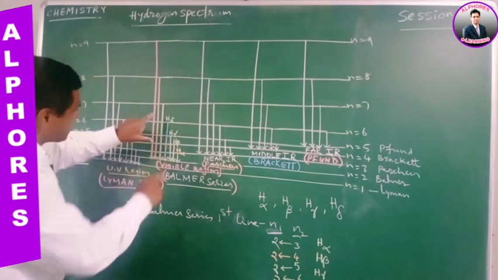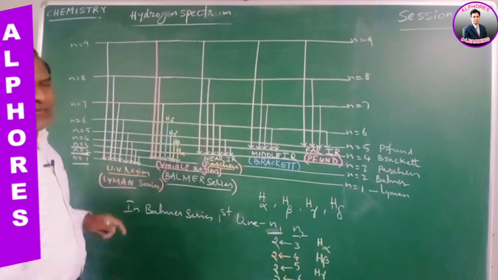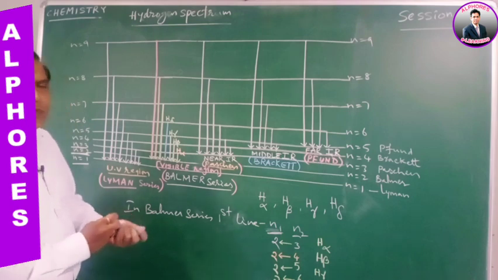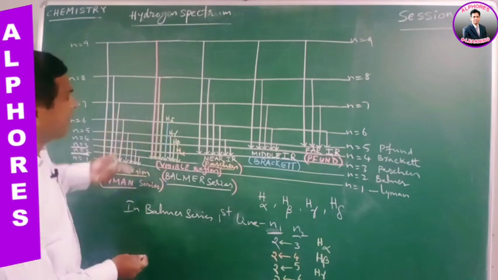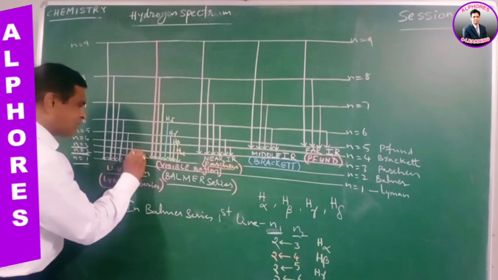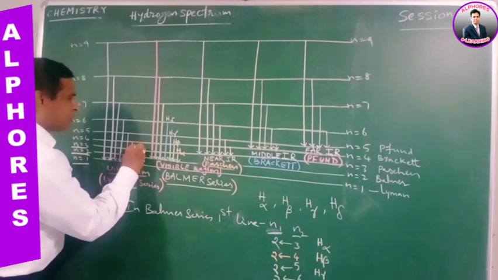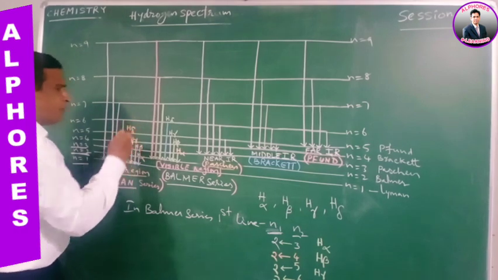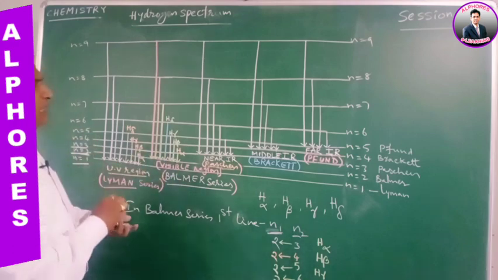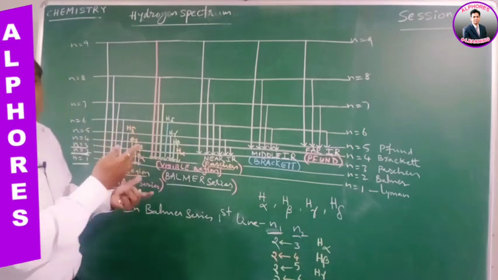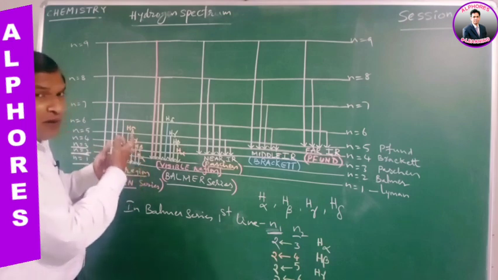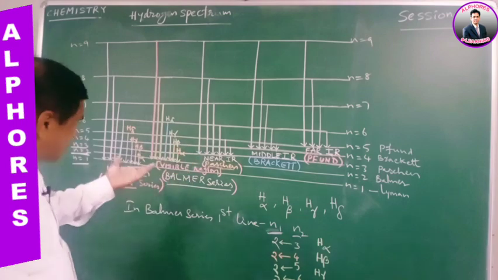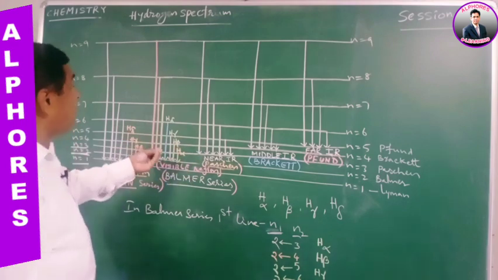This terminology is applicable for all the series. The very first line in the series is called H alpha, the second line is H beta, the third line is H gamma, and the fourth line is H delta. Similarly in other series also it is H alpha, H beta, H gamma and H delta. These are the terminology to identify the various spectral lines.